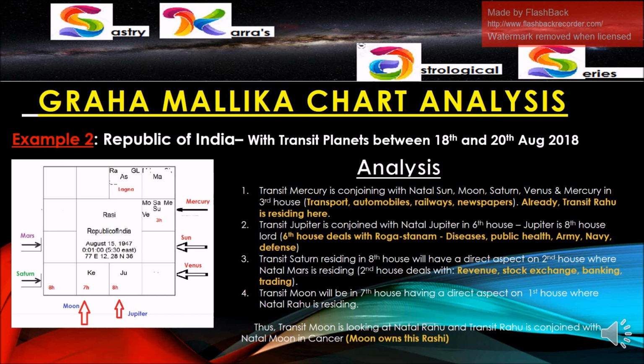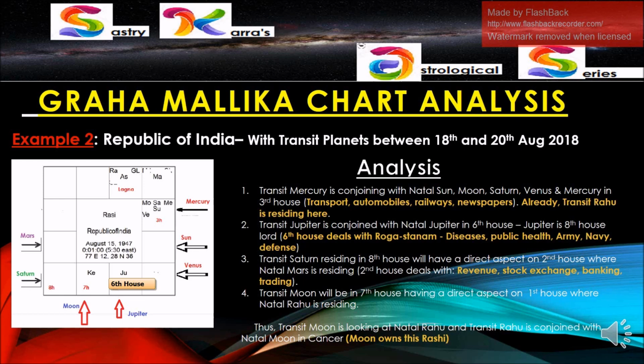There is no major impact to be worried about from Venus. That's the biggest advantage for the country, because Venus is the friend of Saturn, and transit Venus is not co-joining with any of the natal planets. Only natal Venus is co-joined with transit Mercury and transit Rahu. So whatever impact happens should happen on the third house for the country. The third house deals with transportation.